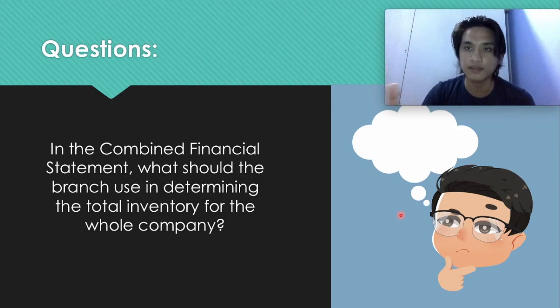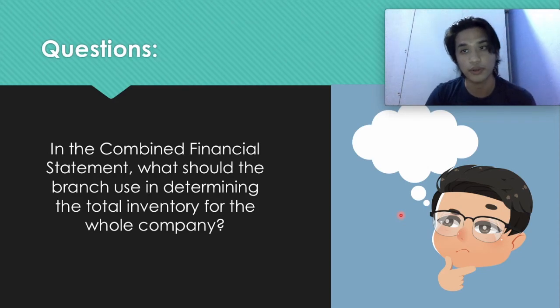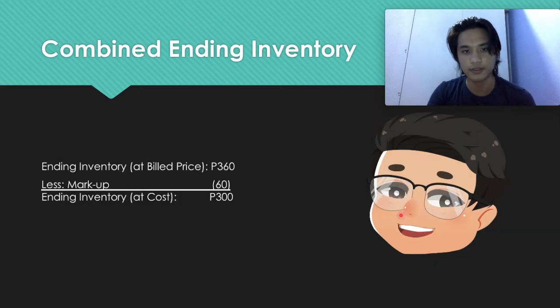Because in presenting the financial statement, the inventory should be presented at the lower of cost or NRV. And the true cost is not 120. Instead, that's 100 per unit. So there were 3 units, that's why you have 360. You take out the markup, 20 per unit, 60. You get the ending inventory at cost of 300.